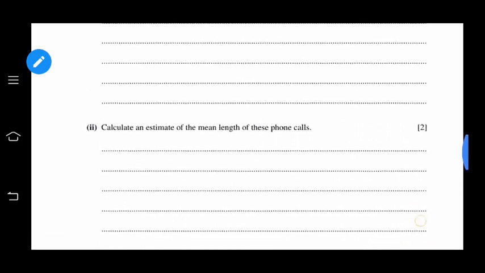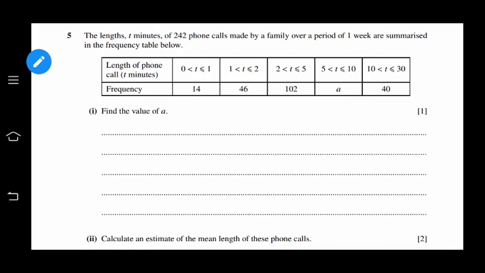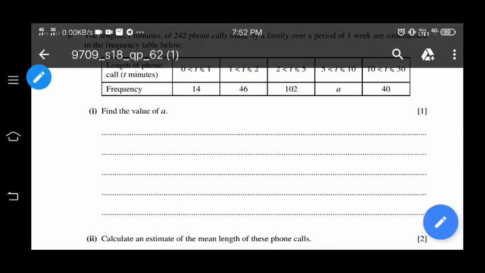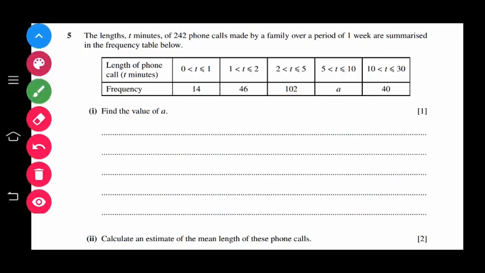Okay, so part 1 is to find the value of a, and you could find a from the frequencies, and the total frequency is given as 242, so you have to make a plan to find the value of a. And question number 2 is to calculate the mean length. We have to calculate the arithmetic mean using the formula sigma fx divided by sigma f.